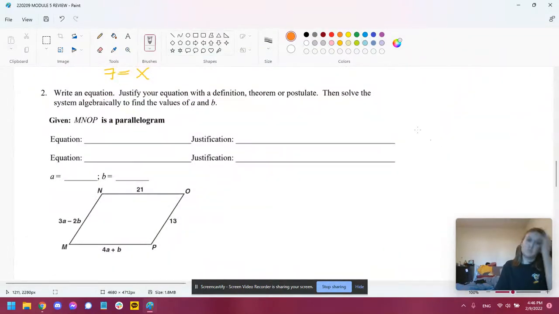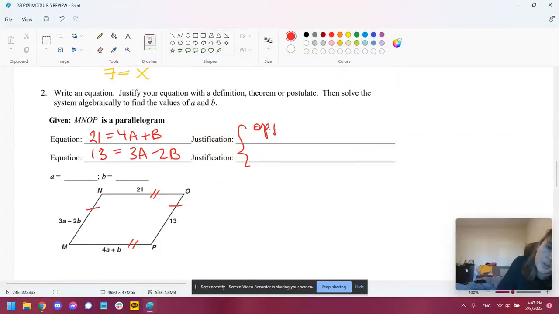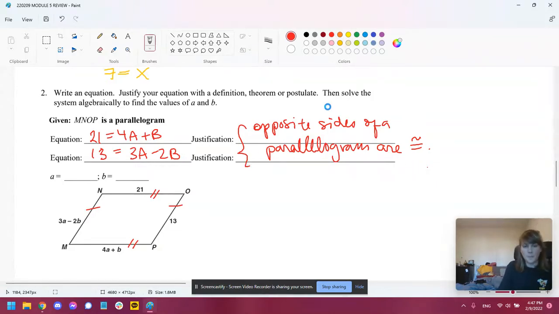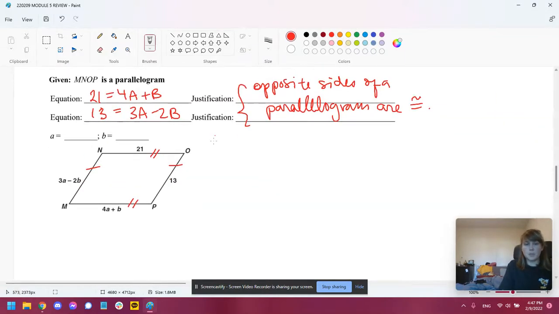All right, next one. A little bit wackier. Same thing. Given this is a parallelogram, we've proven that the opposite sides of a parallelogram are equal. So we can make these two equations. And the reason for both of them is opposite sides of a parallelogram are congruent. And now I'm going to do some algebra. This algebra is a little bit trickier than the rest of them.